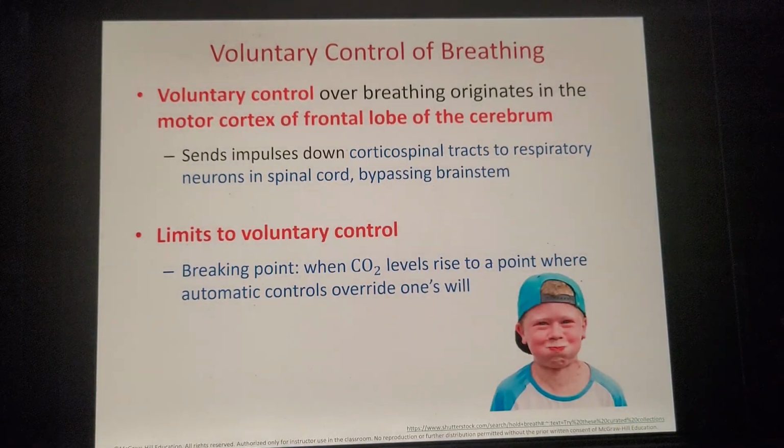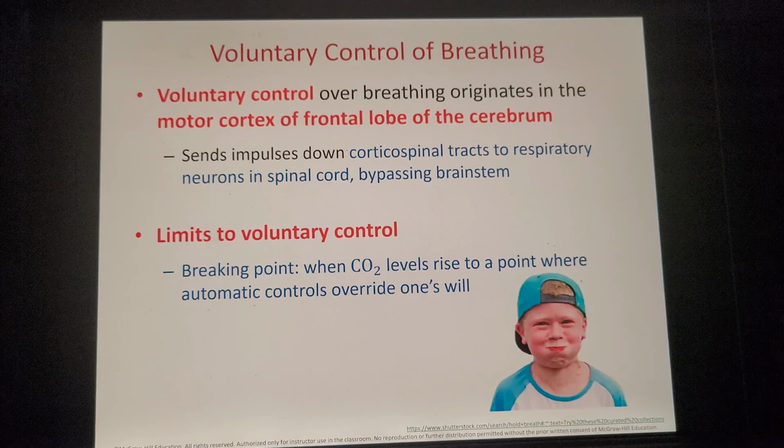So we can control at least our breathing rate, and that is from our motor cortex, which goes to our skeletal muscle that helps with our breathing. So we are able to have control over when we breathe in and out. So there are some limits.